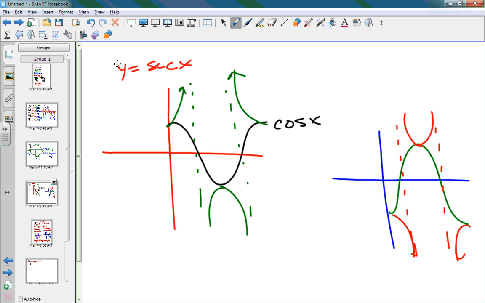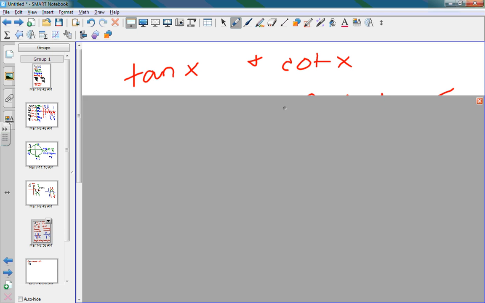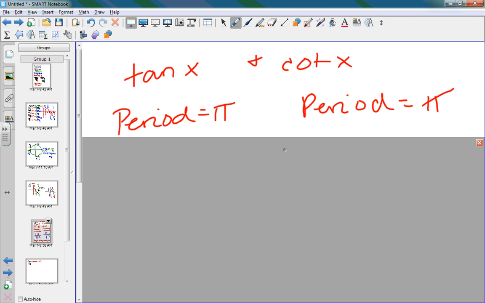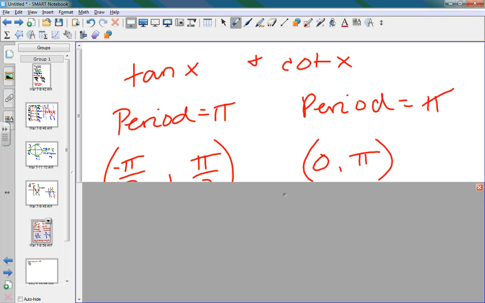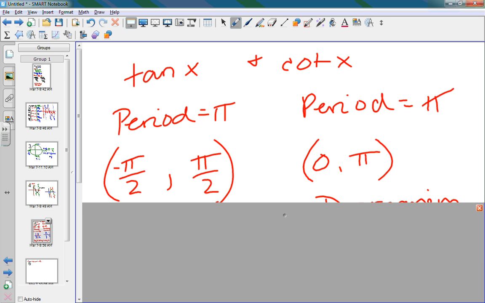So, sine and cosine, secant, cosecant all have a normal period of 2 pi. Do we understand that? Okay? Now, tangent and cotangent, they have a period of pi. Write that down. Tangent and cotangent have a period of pi. Their starting and ending points are very different. Tangent is going to run from negative pi over 2 to positive pi over 2, whereas cotangent is going to run from 0 to pi.